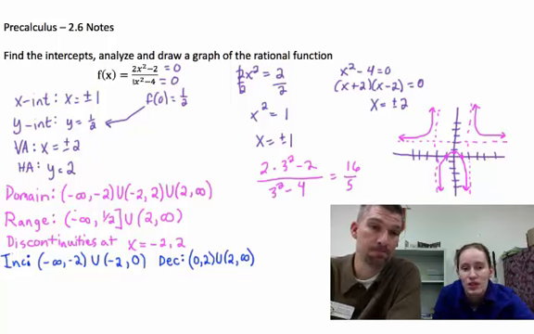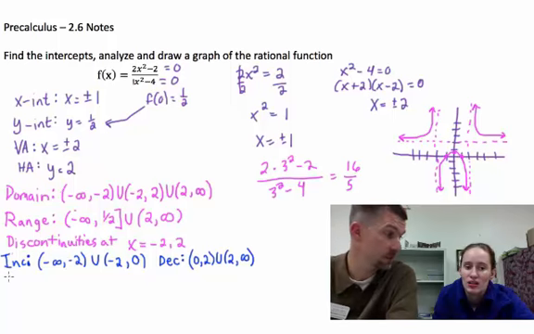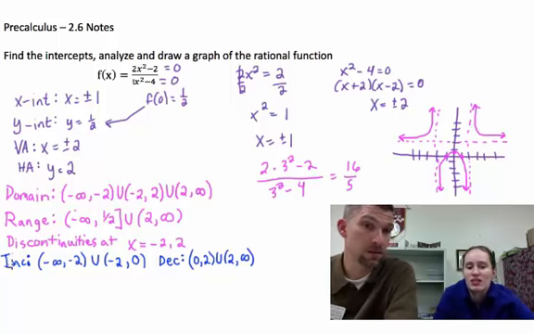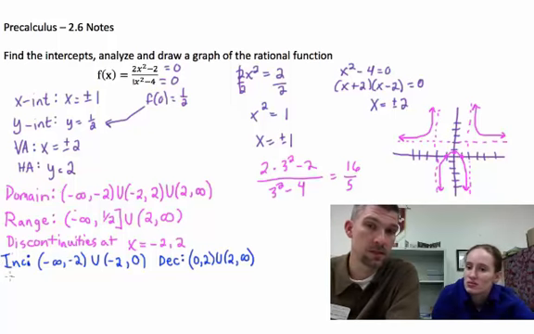What's after increasing and decreasing? Asymptotes, which we've already determined. What about end behavior with limits? Well, that's usually a lot farther down. What about symmetry?